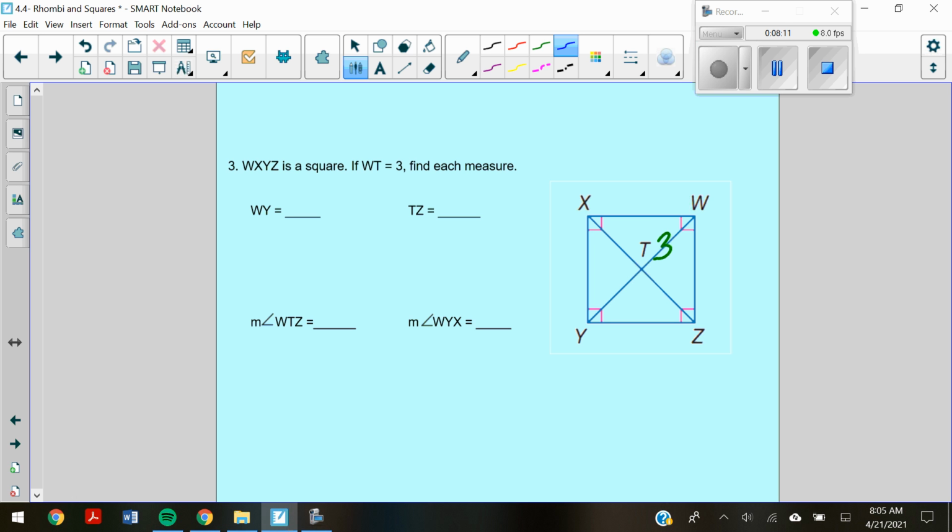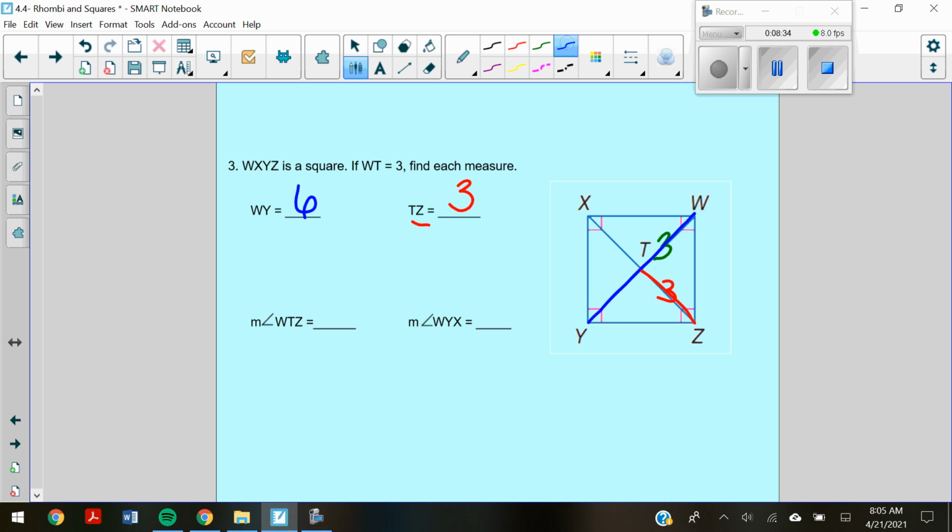So YW, or WY. Well, that's this whole diagonal here. So if half of it is 3, the whole thing is 6. Now they're asking us for TZ, which is this down here. Well, the diagonals are congruent and bisect each other in this, so this is also 3.